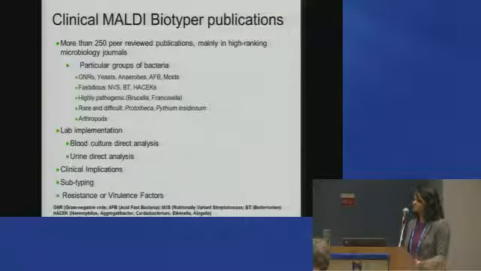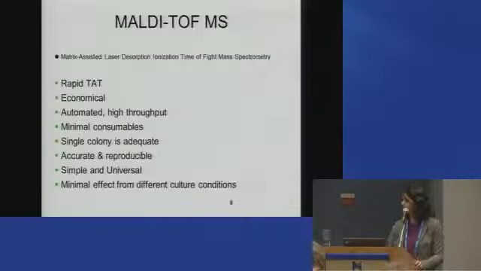Then there is subtyping of the organisms. There's development of resistance protocols, because along with identification, you also want to be able to tell your clinician what antibiotics to use. And so really these things need to go hand in hand with your organism ID. And then virulence factors is another very interesting area of research as well.